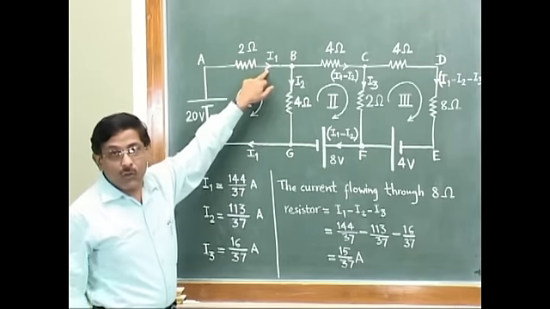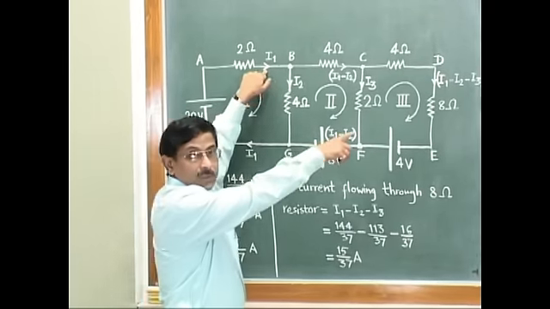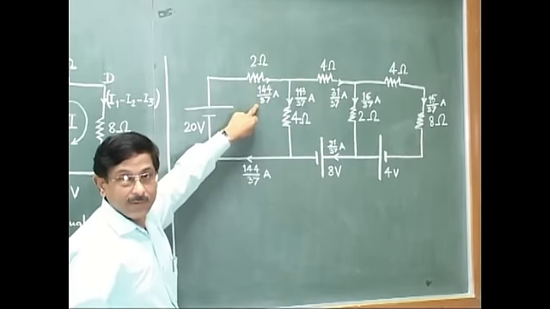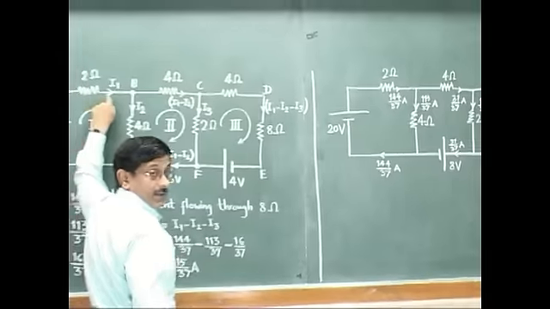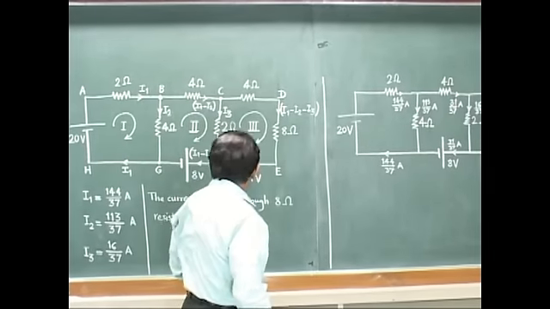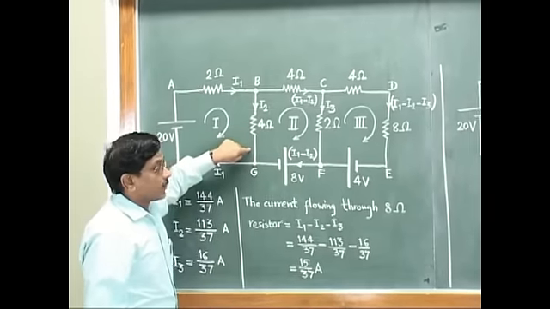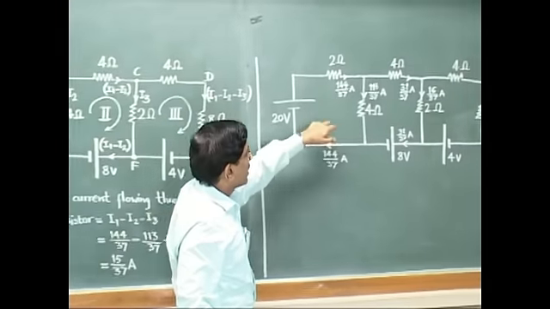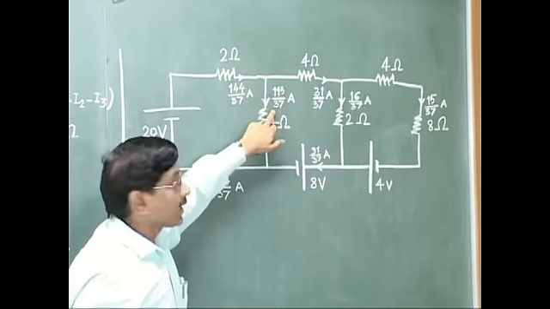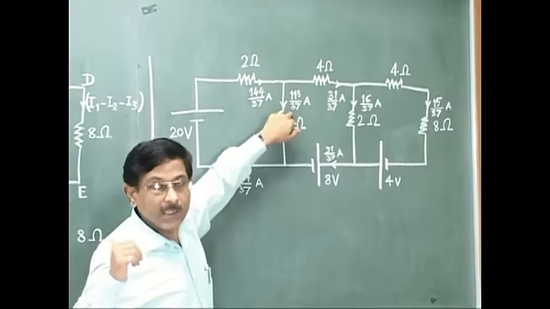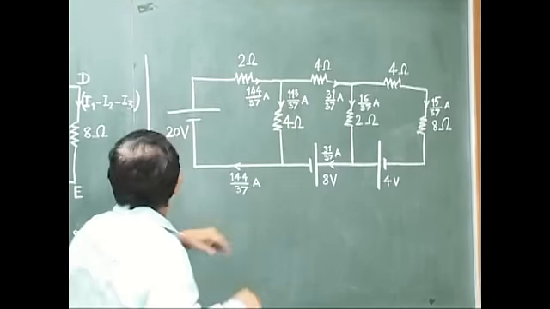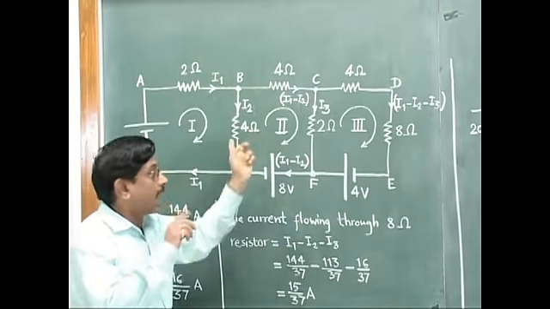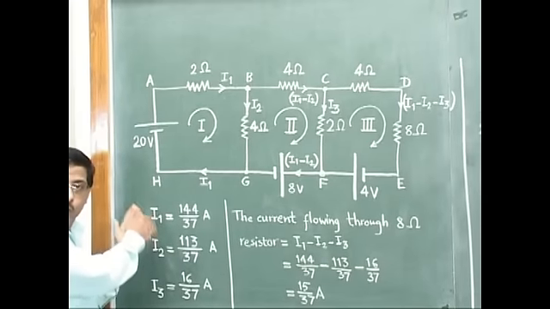So I request you all to look at the figure on the right side of the board. Here I have shown the current 144 by 37 because it was I1. So we have done that. Second, in this branch, current is I2. I2 we have got as 113 by 37. So let us move to this circuit. Here I have written 113 by 37. Again, since the value was plus, no need to change the direction here. Then in this branch, the current is I1 minus I2. So first, we have to calculate I1 minus I2 with the values obtained.